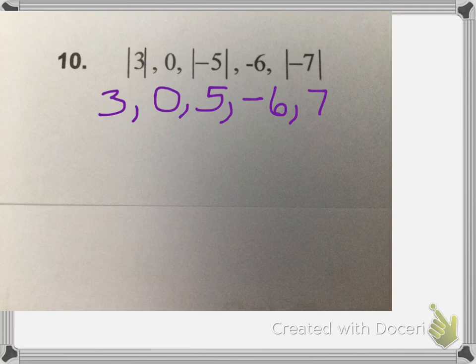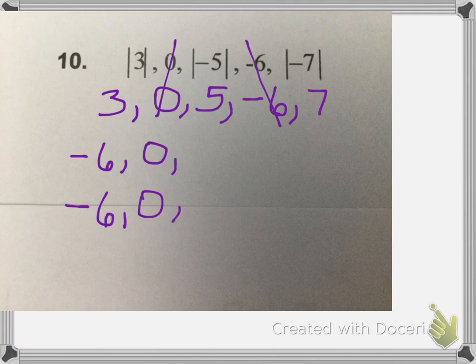Now let's put them in order from least to greatest. What would be my lowest number? If you're looking at a number line, all the way to the left. Okay, well, the lowest number here would be negative 6. And I'm going to cross that off. The original value was a negative 6. Next, I have 3, 0, 5, 7. 0 would be the next one. I don't have any other negatives, so I would put a 0.